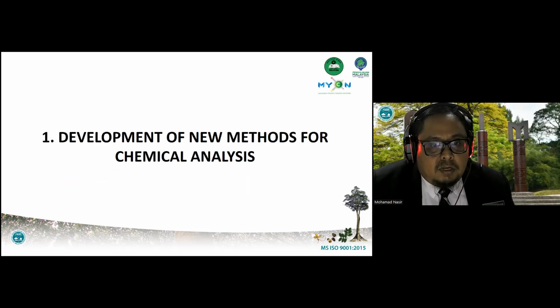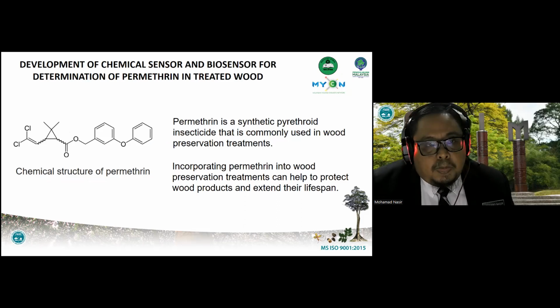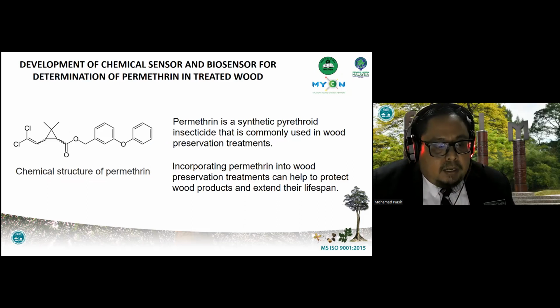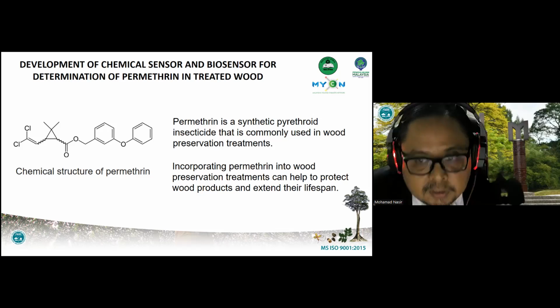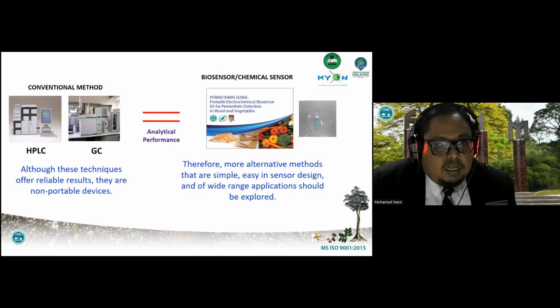So the first one is development of new methods for chemical analysis. My focus is on the development of chemical sensors and biosensors for determination of permethrin in treated wood. So why permethrin? Permethrin is a synthetic pyrethroid insecticide that is commonly used in wood preservation treatment. Incorporating permethrin into wood preservation can help to protect and prolong the lifespan of the wood.